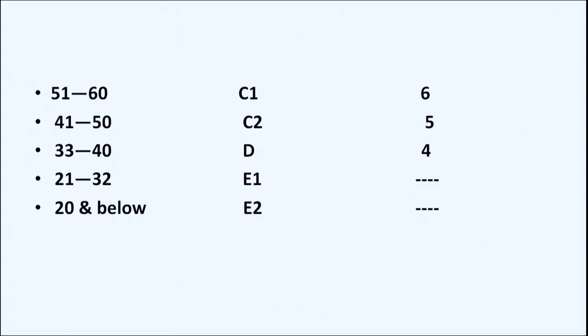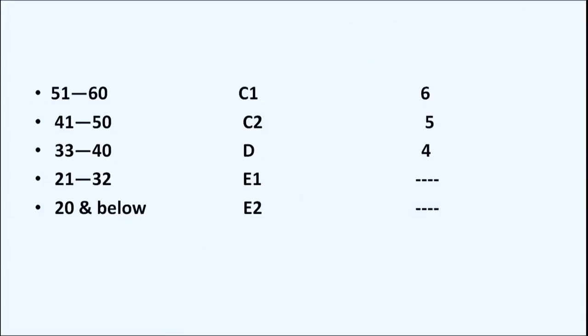51 to 60 is C1, that makes 6. 41 to 50 is C2, it makes 5. 33 to 40 is D, that makes 4 and there are no grade points after that. 21 to 32 is E1, 20 and below is E2.